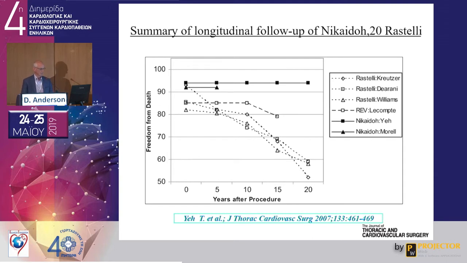It's not a new operation. It was 1984, but it hasn't caught on massively, but it is emerging more, and I think perhaps as a consequence of the recognition of the problems of the Rastelli and other alternatives. And here we can see survival follow-up in some centers, and the top line represents the Nikaido in the hands of Ye and also Victor Morell. But there's relatively short follow-up and small numbers, but encouraging.